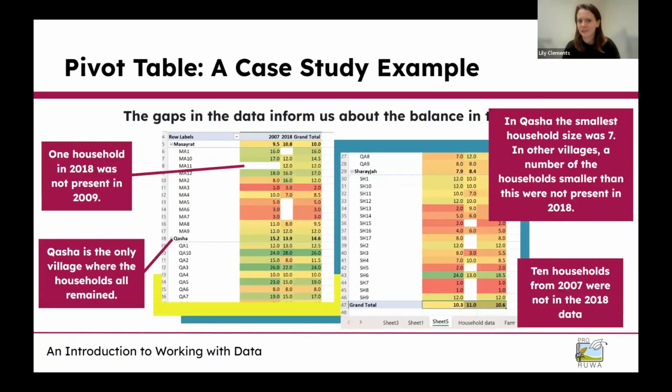This is quite an interesting finding, that it's generally the households that left the region that were the smaller households. Maybe there's a reason behind that. Maybe it's coincidence, or maybe it's a reason. Maybe they didn't have enough support or something else. It just gives us a start so that we can start to dig into the data. And this is what pivot tables are fantastic for.